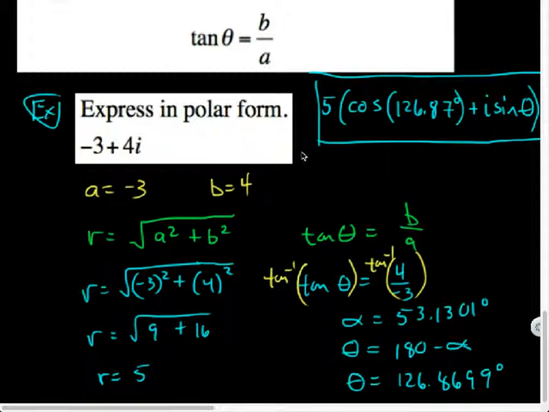Or I could have expressed it as, and man, wouldn't it be great if I had a shorthand notation for this? Yes, because then I would have fit it. It would have been 5 cis 126.87 degrees.